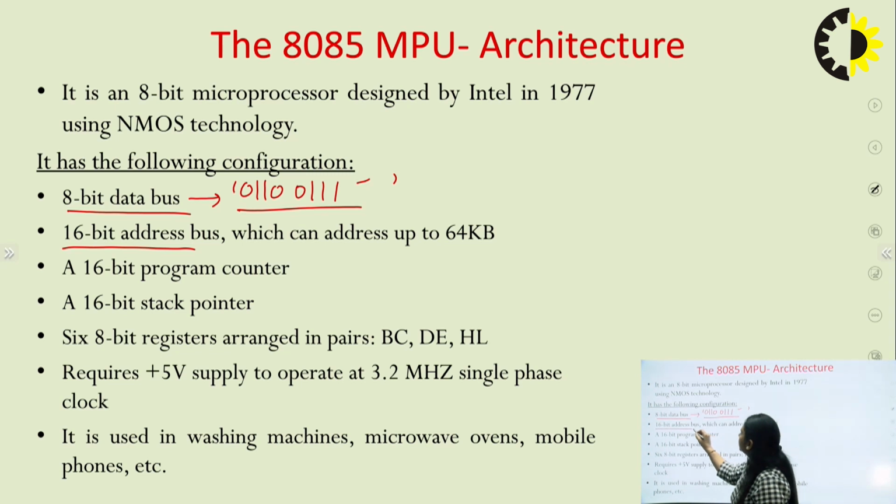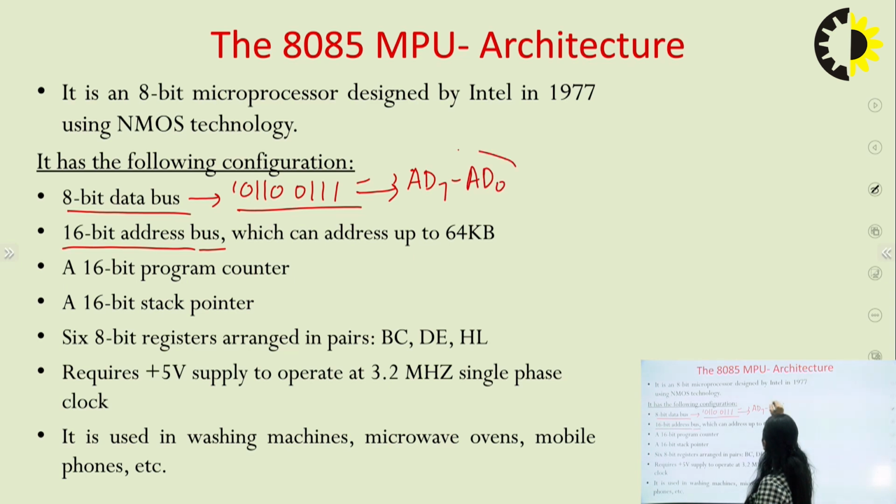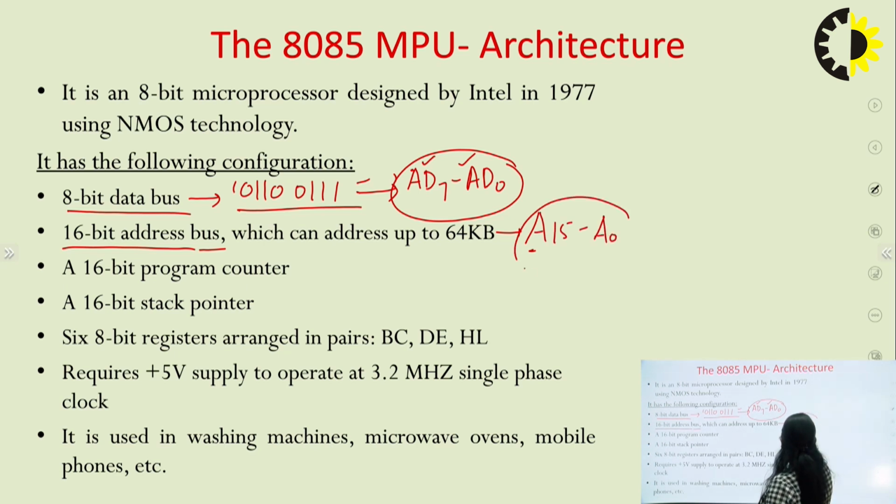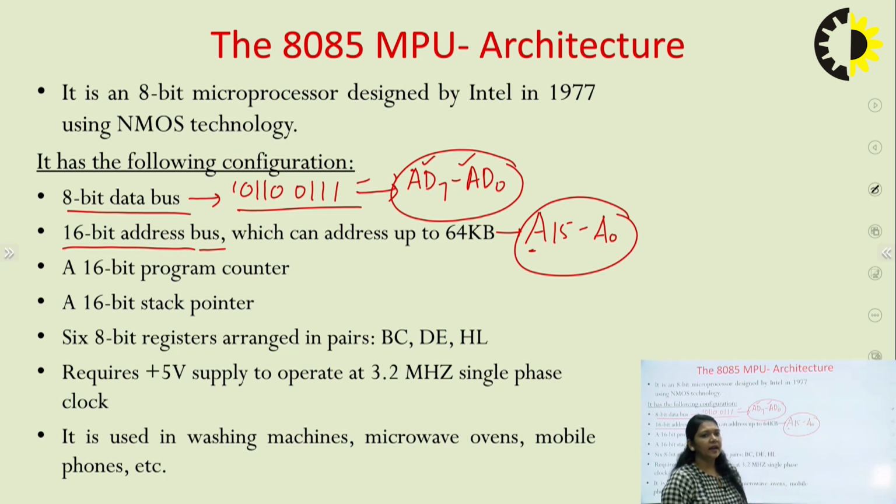And if I talk about the address bus, one more thing I want to add on the data bus: the data bus is from AD7 to AD0. This is the data bus. We can say lower order address bus also, which I will be discussing later. Now the 16-bit address bus is A15 to A0. This is our address bus. So the address is of 16 bits and the data is of 8 bits.